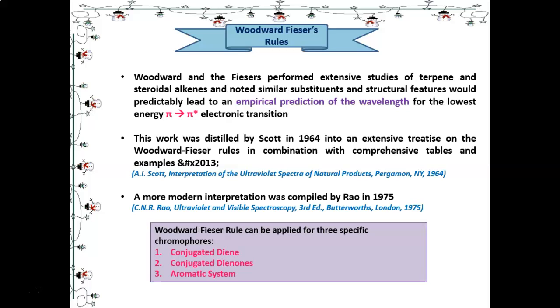Okay, if we want to predict it manually without using the instrument, we can approximately estimate by making our own calculation by referring to the table. For this subchapter, we will cover only conjugated diene and conjugated dienone.